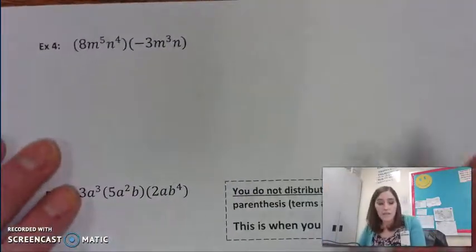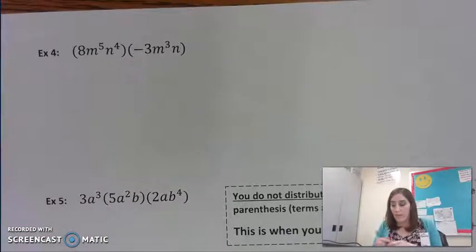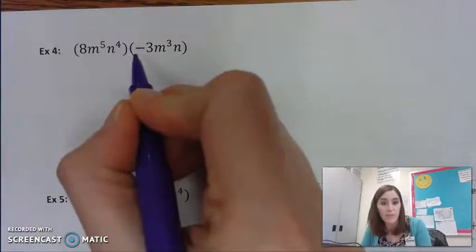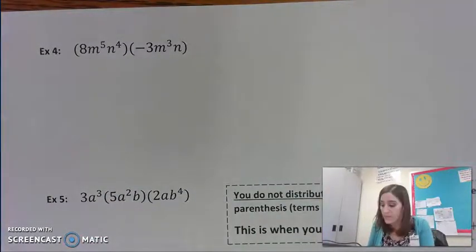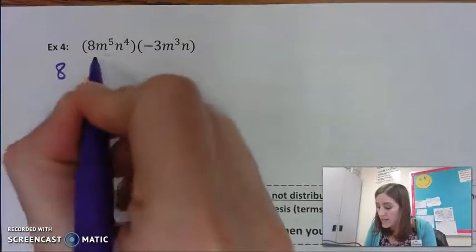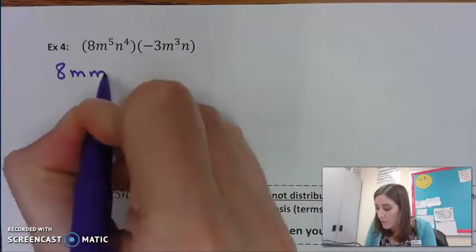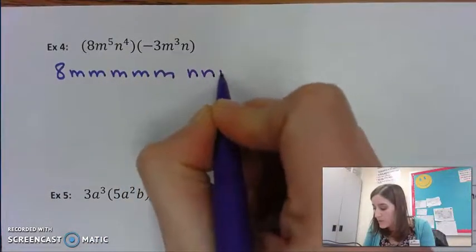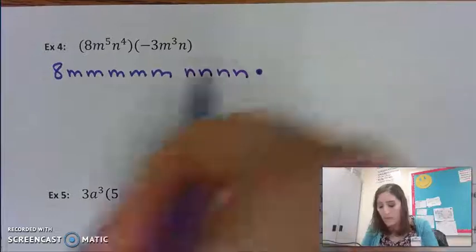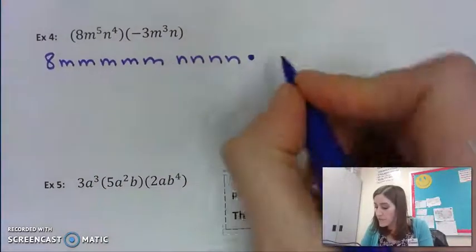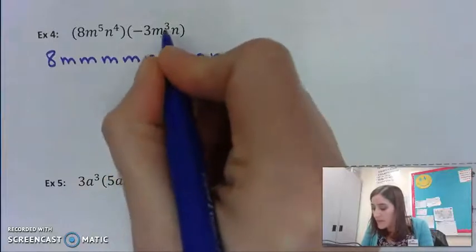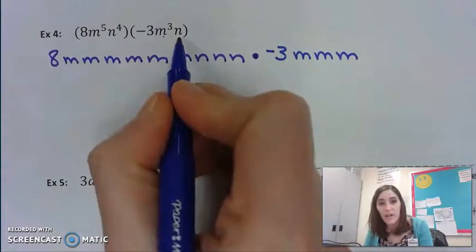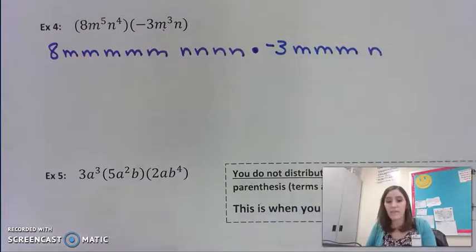Okay. So example number 4 is another multiplying problem, and the way that you can know is because the parentheses are touching right there. There's nothing in between the parentheses, so it's just a multiplying problem. So that means I've got 8, I've got m to the 5th power, so 1, 2, 3, 4, 5. I've got n to the 4th power, 1, 2, 3, 4. This is being multiplied by a negative 3. I've got m to the 3rd power, so 1, 2, 3, and that n does not have an exponent, so that means that there's only one of them there.